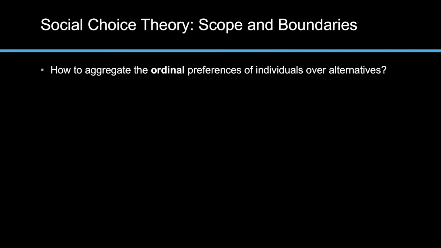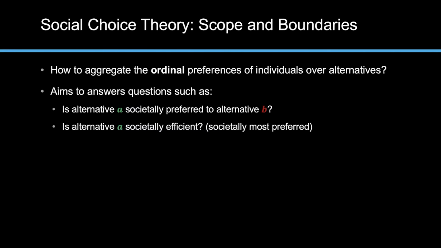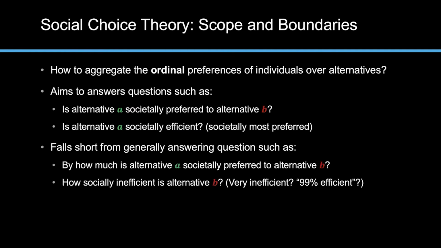Social choice theory has existed for centuries, and it usually asks how to aggregate the ordinal preferences of individuals over alternatives, over lotteries if you wish. It usually asks questions such as: is alternative A societally preferred to alternative B? Is alternative A societally efficient, meaning societally most preferred among all alternatives? It falls short of generally answering questions such as: by how much is alternative A societally preferred to alternative B?